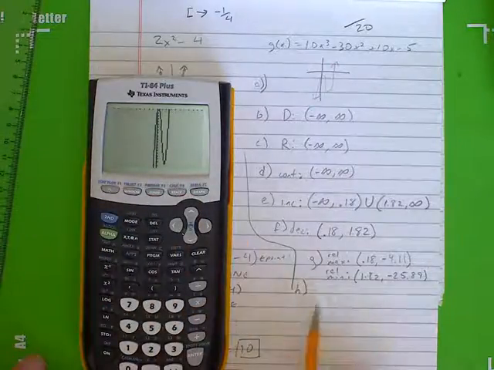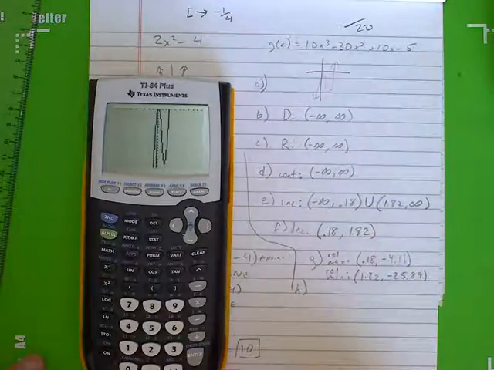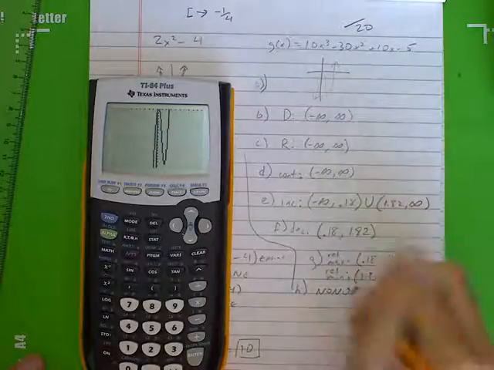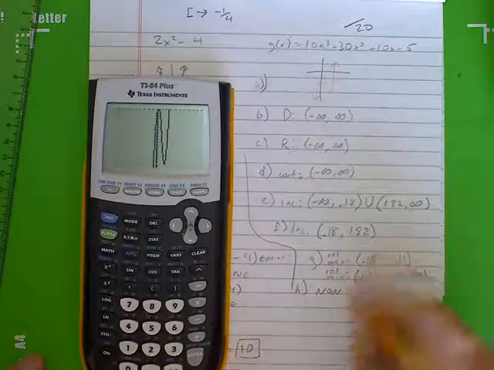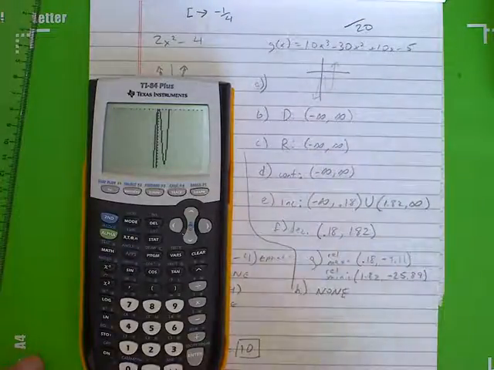Okay. Is there an absolute max? Is there an absolute min? So there are none. Neither of those. If you made one up, it's wrong.